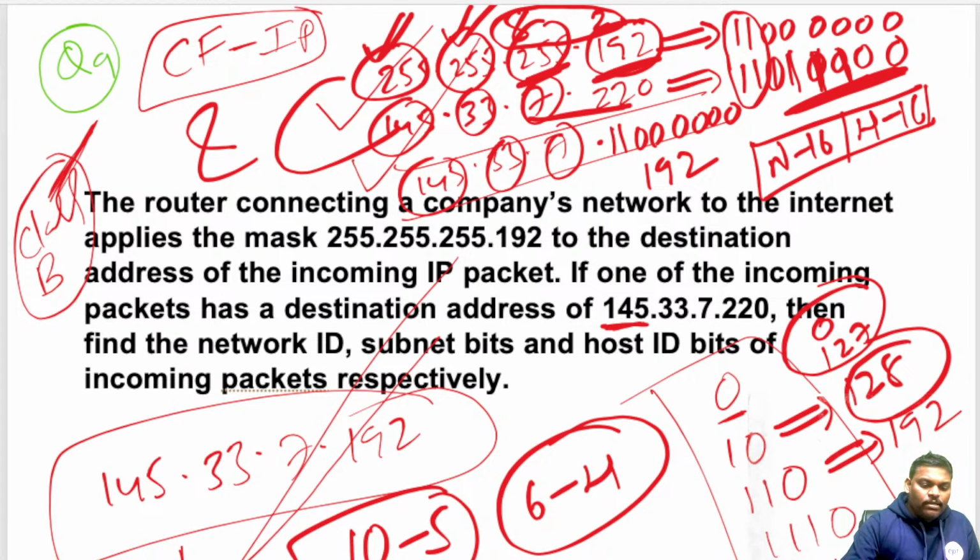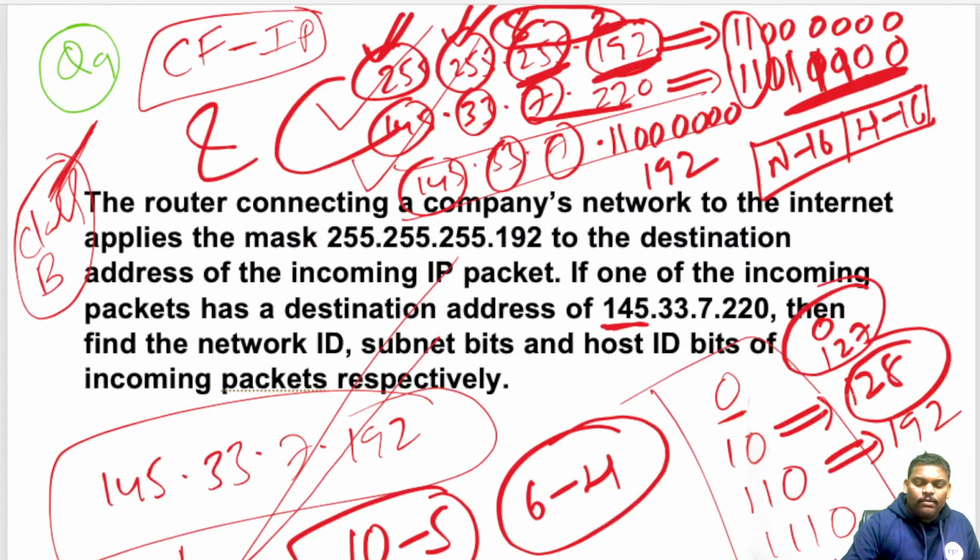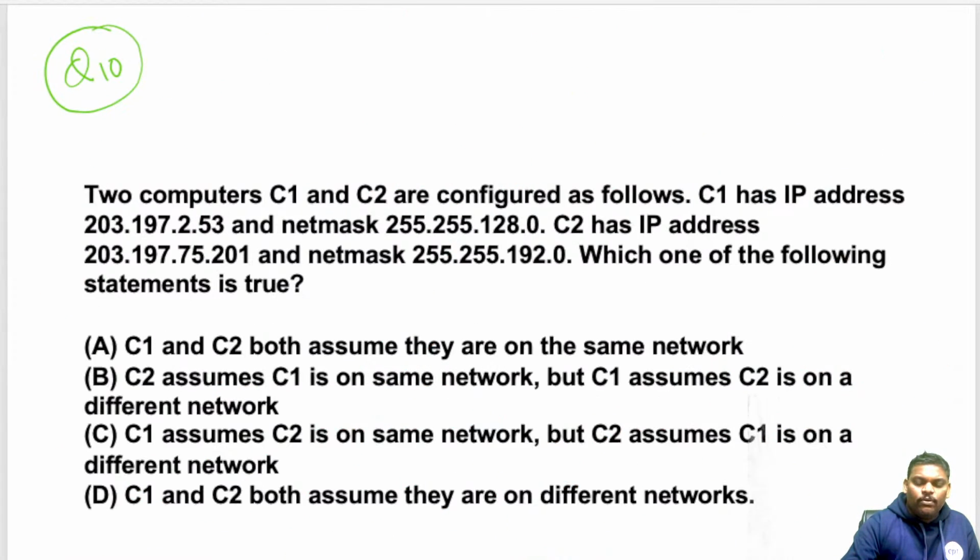So let's go to problem number 10. That was problem number 9. I think everyone is comfortable. Problem number 10 is very simple. Two computers C1 and C2 are configured as follows. It is a simple problem, do it. One question will compulsorily come, that is the reason there are so many problems.